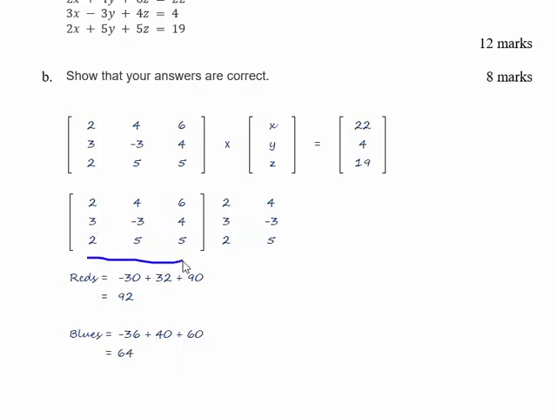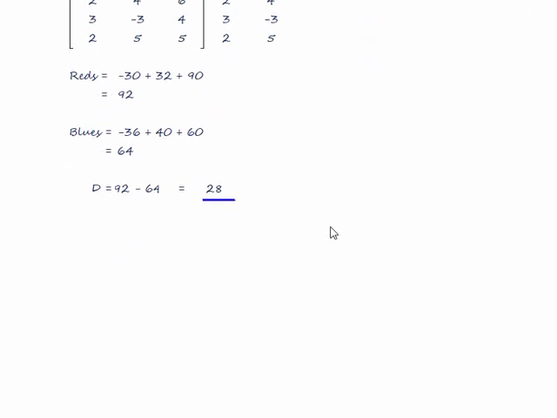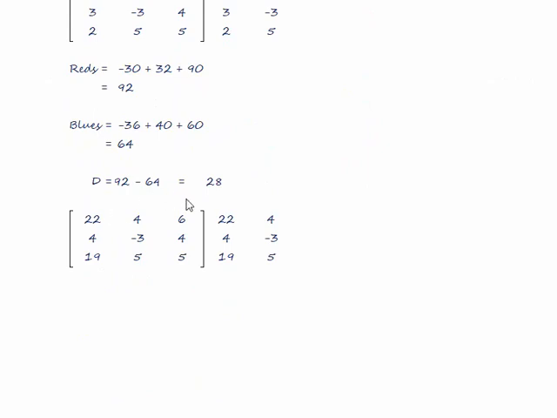To find the determinant of the array here, we're going to subtract 64 from 92, which is going to give us 28. The next task is to find the x determinant, and how we do that is we replace the x column with the constants from the right hand side. And now, as before, we're going to calculate the reds. So 22 times minus 3 times 5 plus 4 times 4 times 19 plus 6 times 4 times 5.